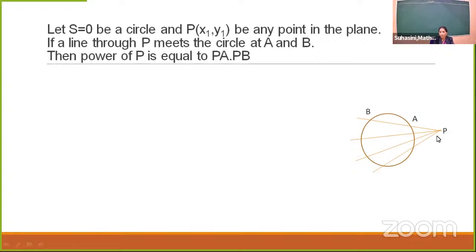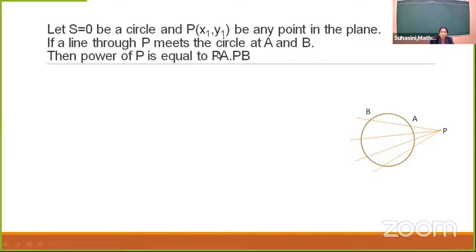See here, a line is passed through the point P, and the circle S = 0 is mentioned here. We are drawing many lines through P so that the lines intersect the circle. Let us discuss one line, and a similar case will be applicable for all the other lines. The first point of intersection is A, and the line meets the circle again at B.